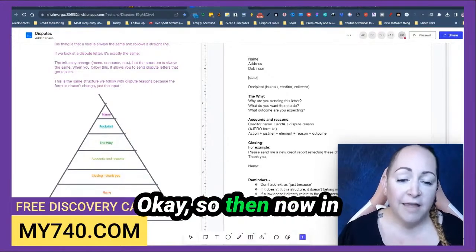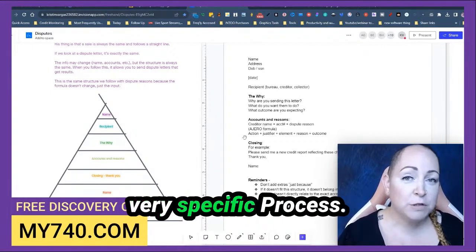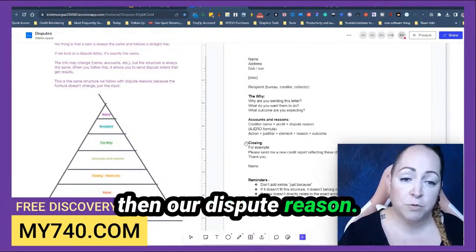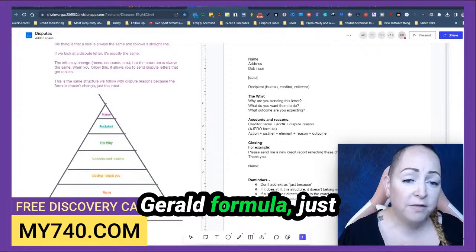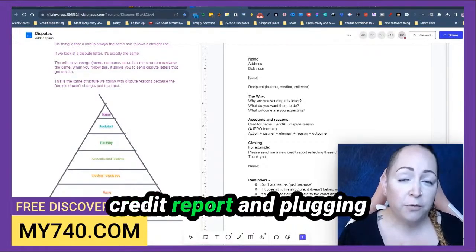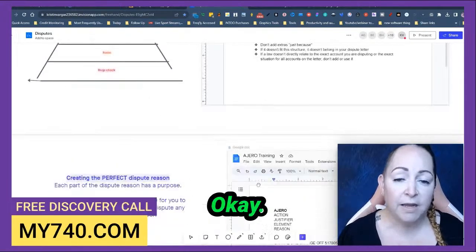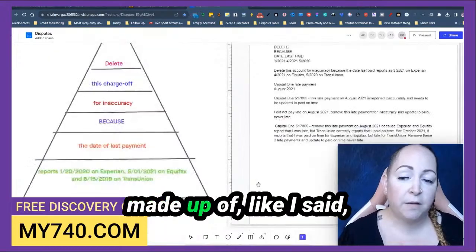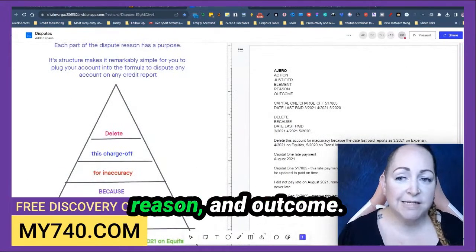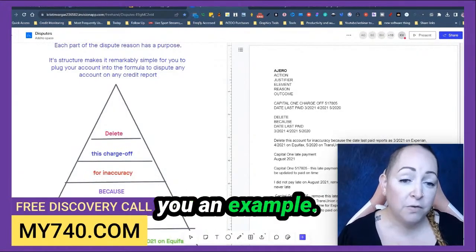Okay, so then now in our letter, our accounts and reasons follows a very specific process. We have creditor name, account number, and then our dispute reason, and that follows the Gero formula, just like I showed you. So all you're taking information from your credit report and plugging it into that dispute reason, okay? Our dispute reason is made up of, like I said, action, justifier, element, reason, and outcome. Each part has a specific process. And I'm going to give you an example.